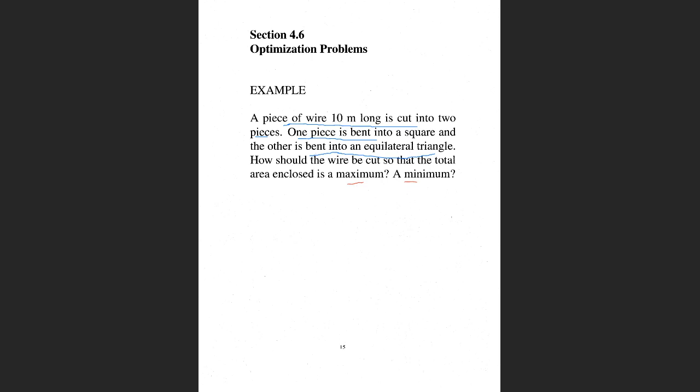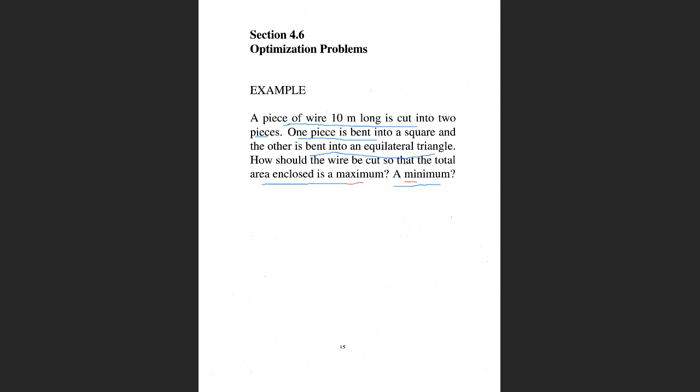Okay, so we want to find out how the wire should be cut so that the total area enclosed is a maximum, and then how the wire should be cut so that the total area enclosed is a minimum. By total area enclosed, I mean the area enclosed in the square and the triangle.